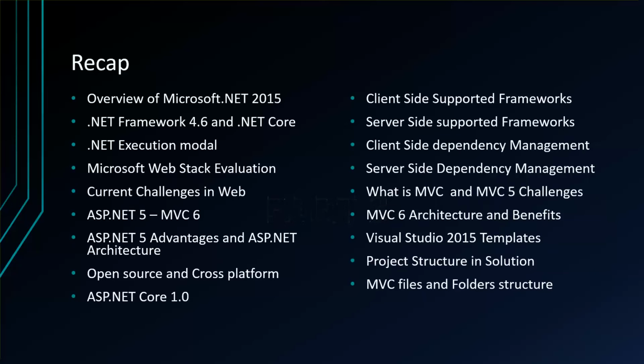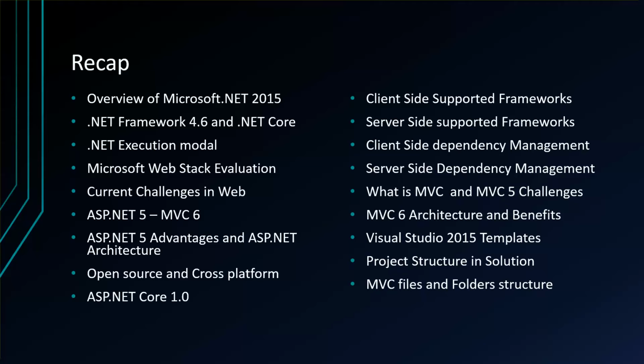In video 1 and video 2, like part 1 and part 2, we have seen what exactly Microsoft .NET 2015 is and what technologies come under this .NET 2015. And apart from that, we have seen the full-fledged .NET Framework 4.6 and its features. And we have also seen the tiny .NET frameworks, like the small .NET frameworks such as .NET Core and native frameworks. And we have also seen the .NET execution model.